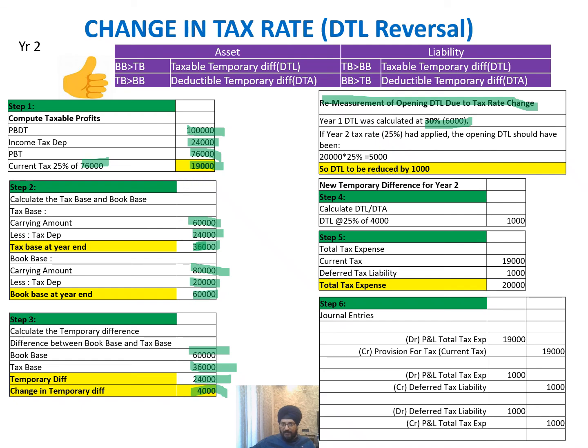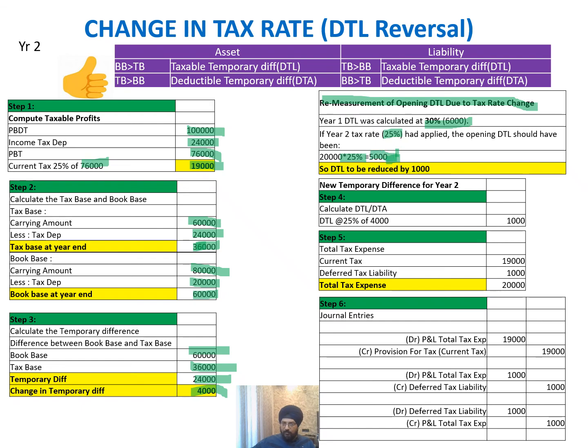Now in year two, my tax rate is 25%. The opening DTL should be on 20,000, which is my temporary taxable difference, on which I applied last year's DTL at the rate of 30%. Now we have to apply the same at 25%, which means my DTL would be reduced from 20,000 at 30% to 20,000 at 25%, which is 5,000.